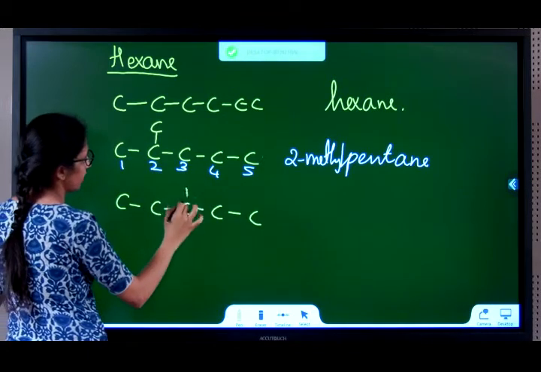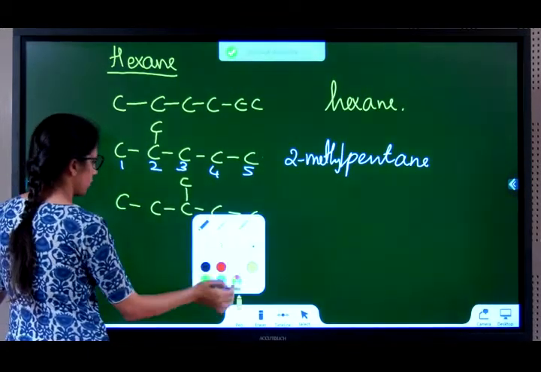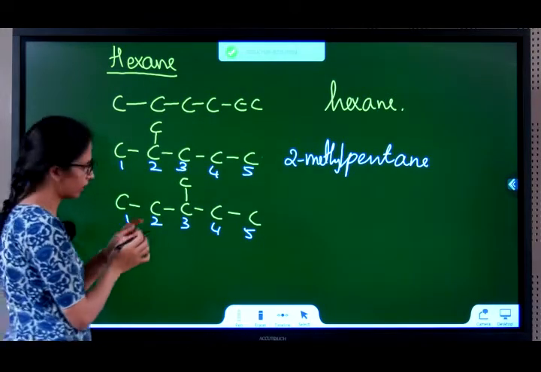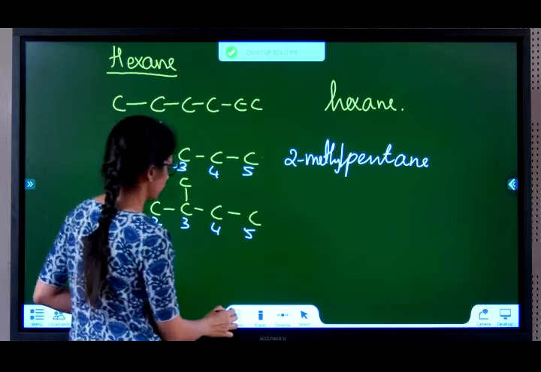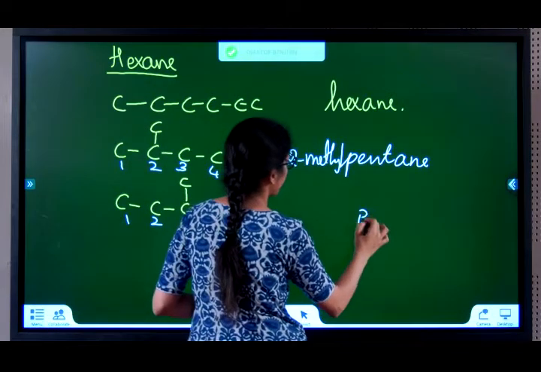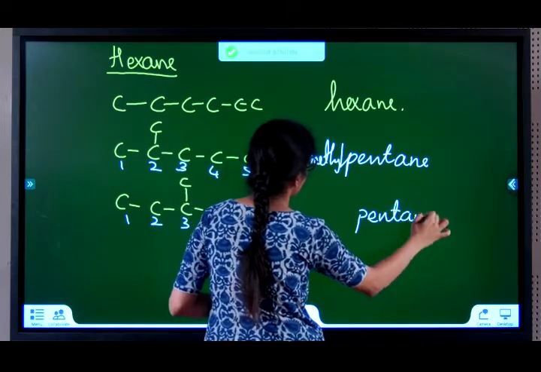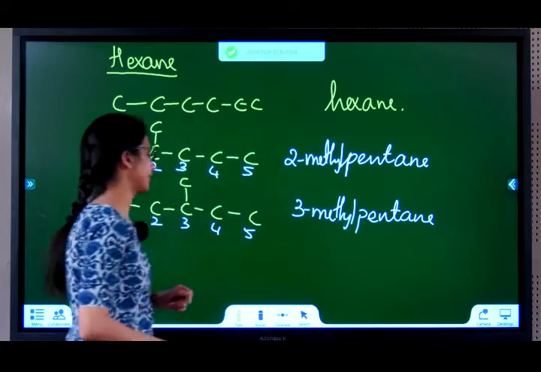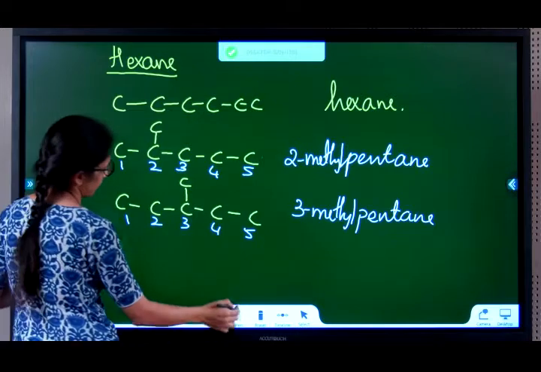Now, the next one. Instead of position 2, I will put it here. So, 1, 2, 3, 4, 5. From back 1, 2, 3, 4, 5. Both of them get 3. So, I will stick to this. Again pentane, but the alkyl group is at position 3. So, 3 methyl pentane.